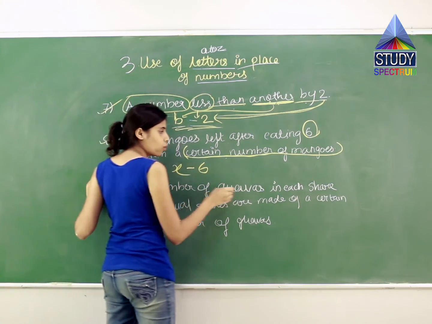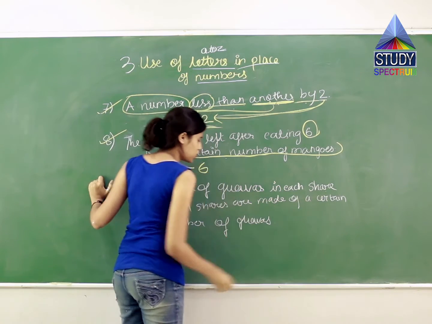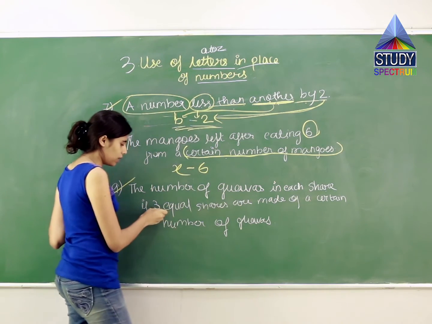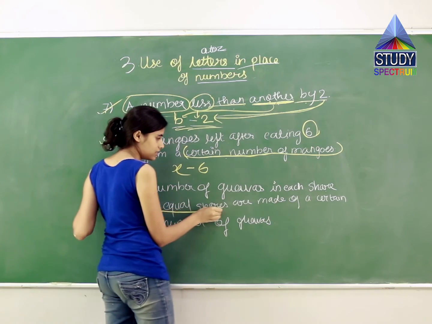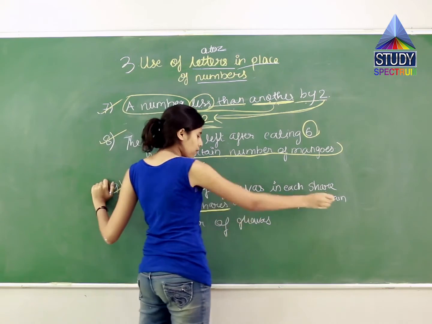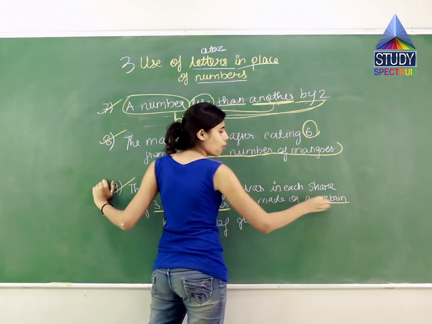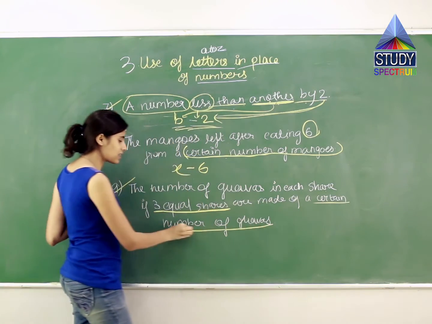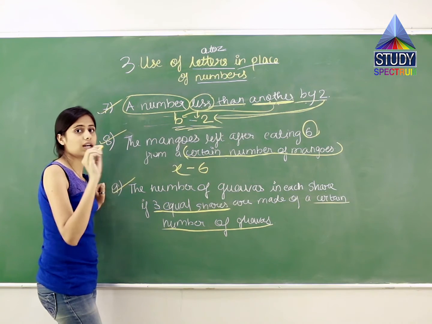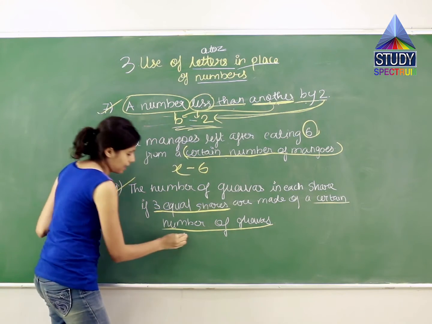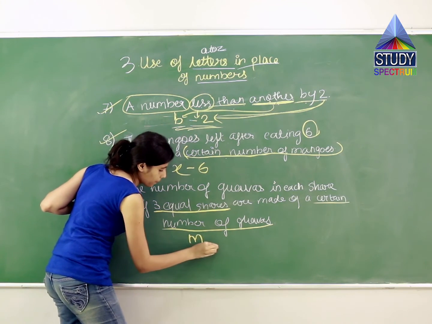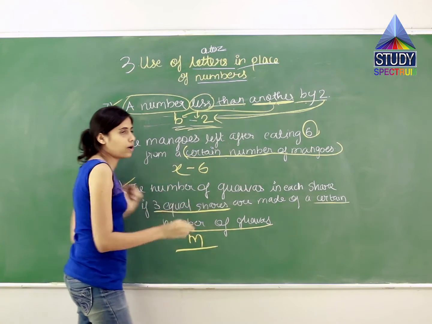The number of guavas in each share is 3 equal parts. If 3 equal parts or shares are made of a certain number of guavas, means what? They are not telling you how many guavas. They are telling you there is a certain number of guavas. So let us assume that there are m guavas, and they are telling you equal means what?